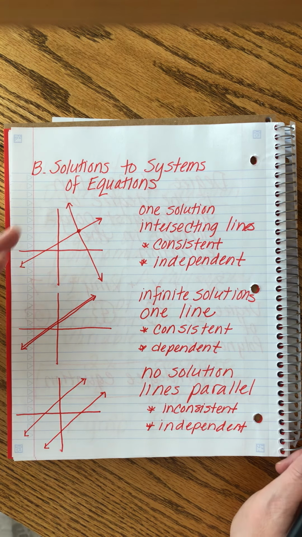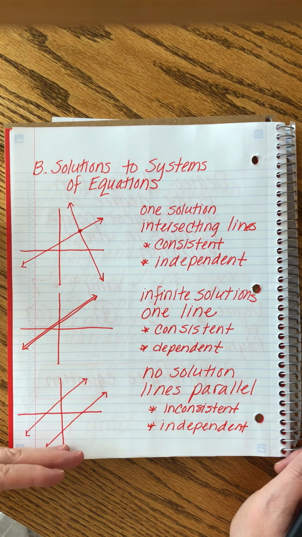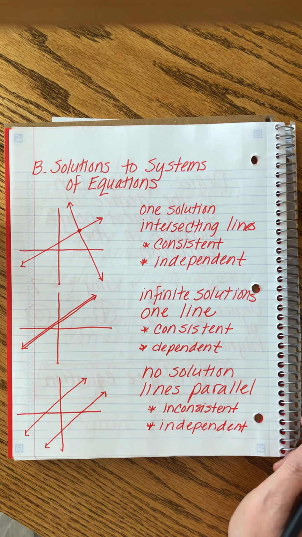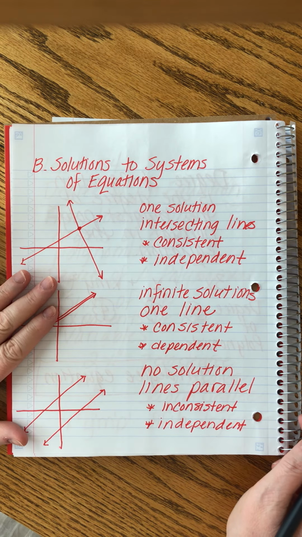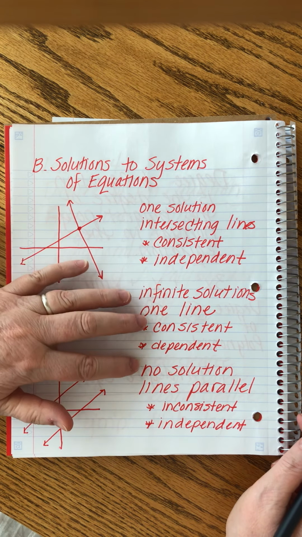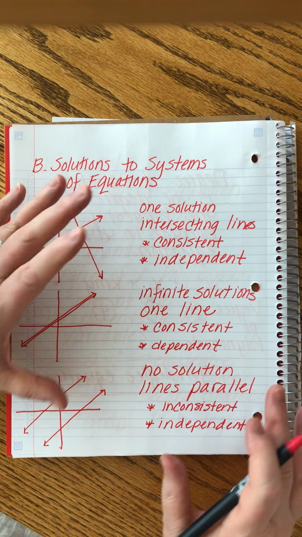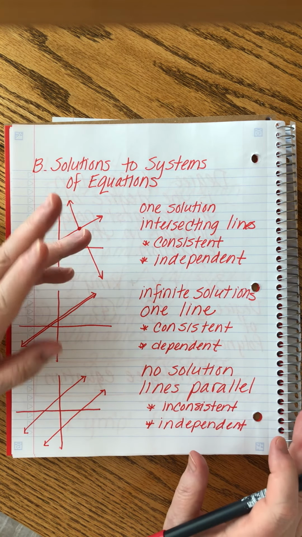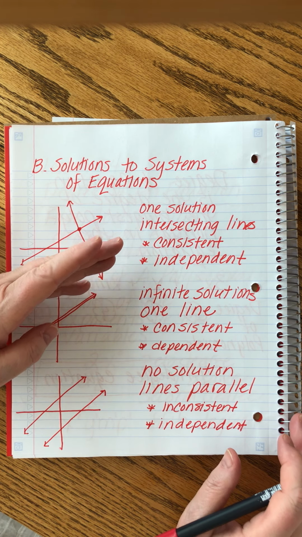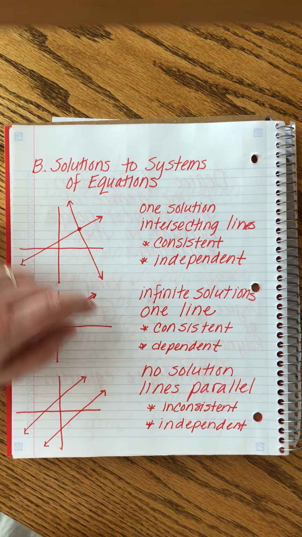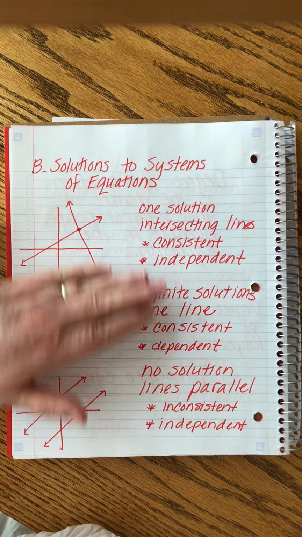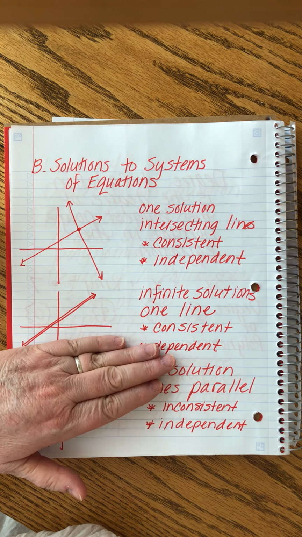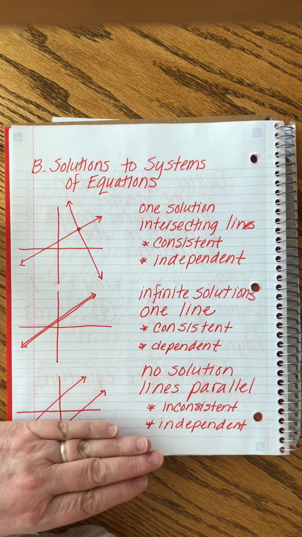All right, so now we have seen these 3 different types of solutions that we might have to a system of equations, and we've learned these fancy words. Now what we're going to do is take what we learned and try to write a definition for consistent and dependent. So this first one was called consistent. The second one was called consistent. This one was called inconsistent.